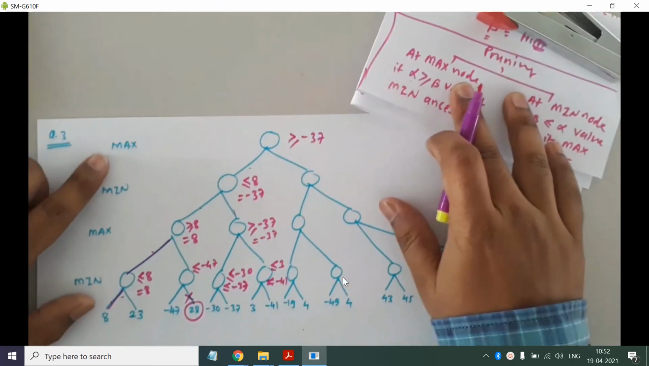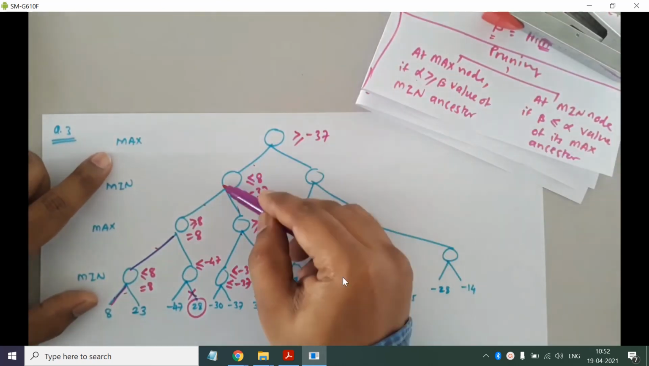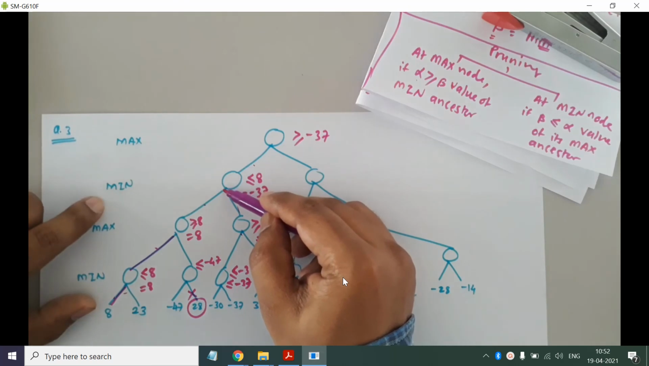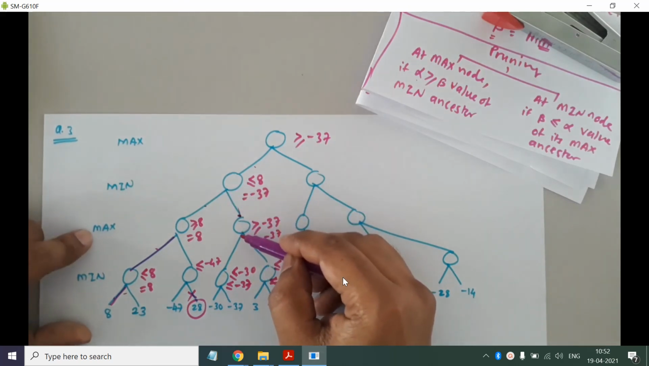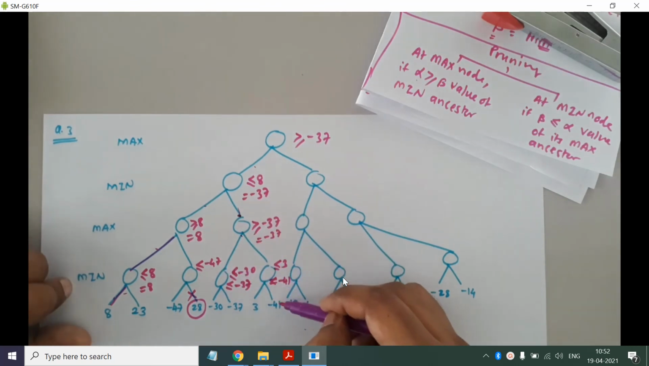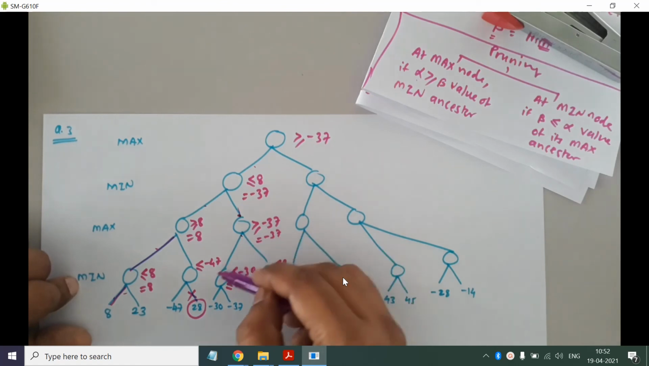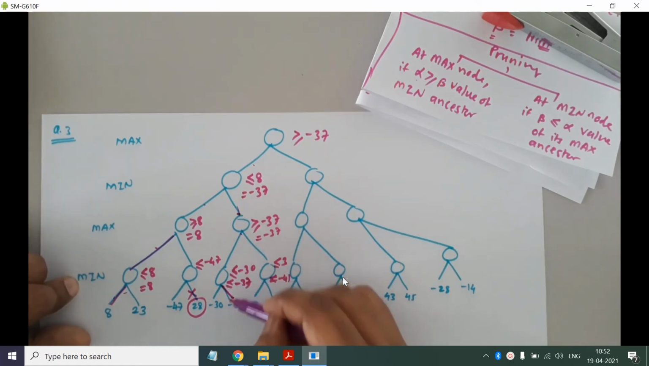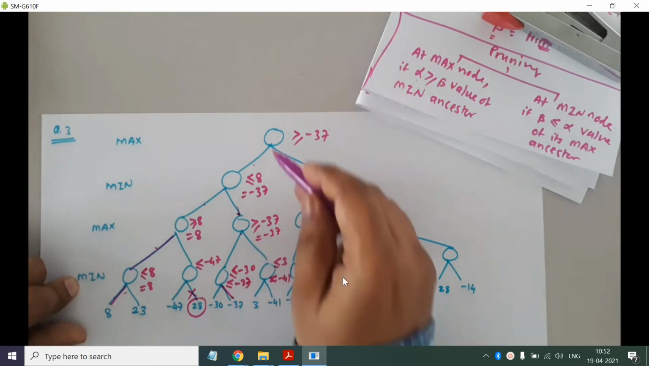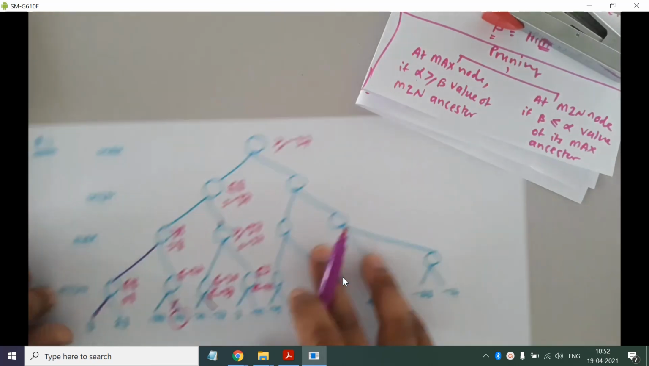So what will happen if Max comes here? Then min will play this move. In response to that, the best action possible for Max is this one. If he plays this one, then he will get minus 41. If he plays this one, min will play this one, so minus 37. So the reward in this branch is minus 37.